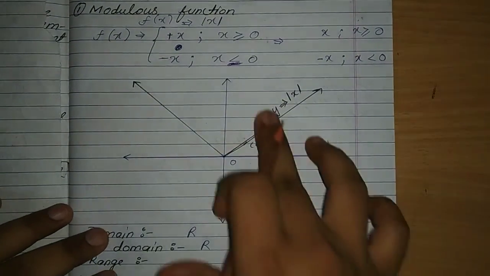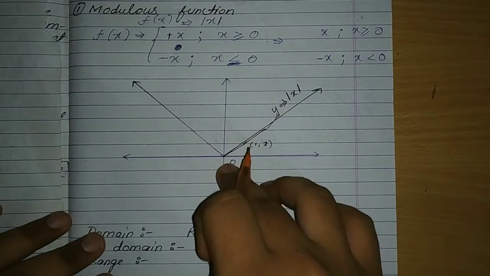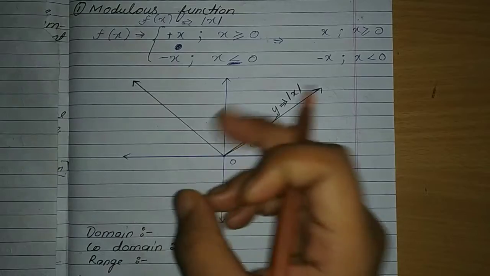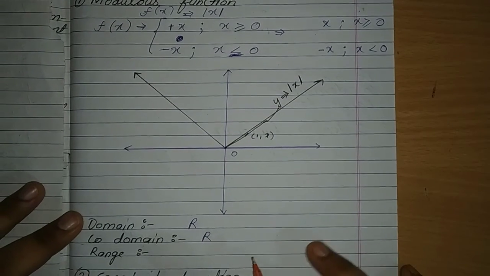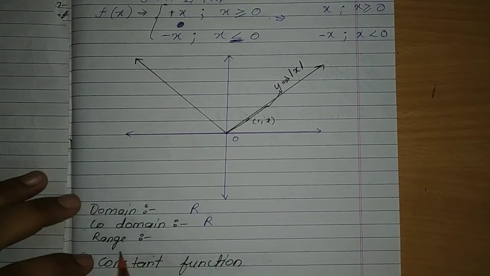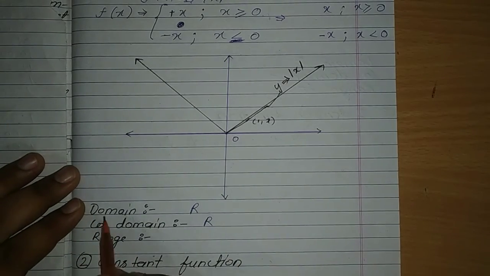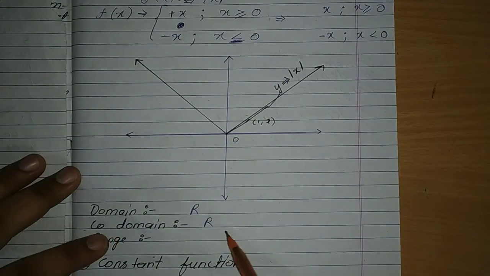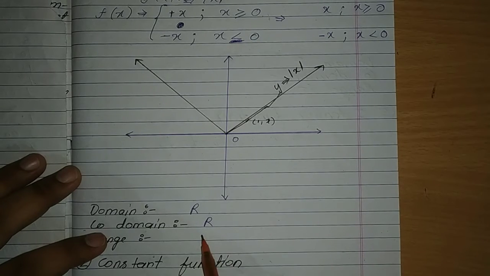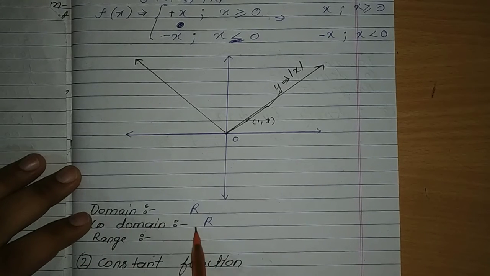And I think you know the graph of this modulus function. It will be like this, and I am not going to make this graph again with the use of points because you know how to make it. And we are going to talk about the domain, range and codomain of this modulus function. Domain will be real numbers obviously, yeah guys. Then codomain, that is also real numbers.